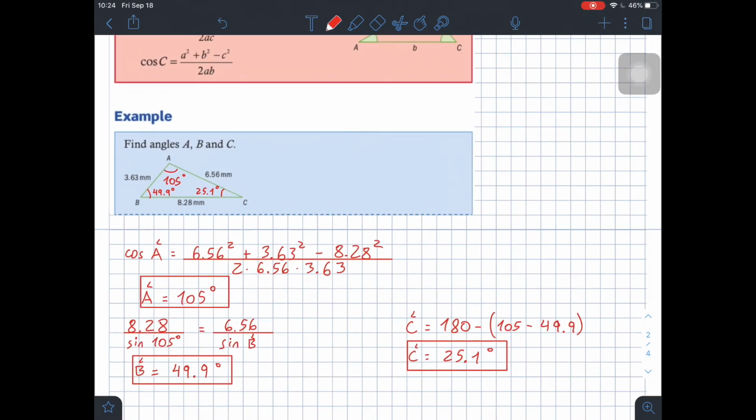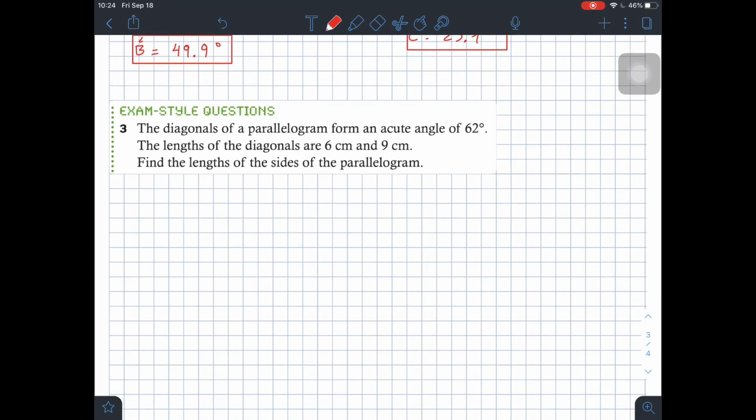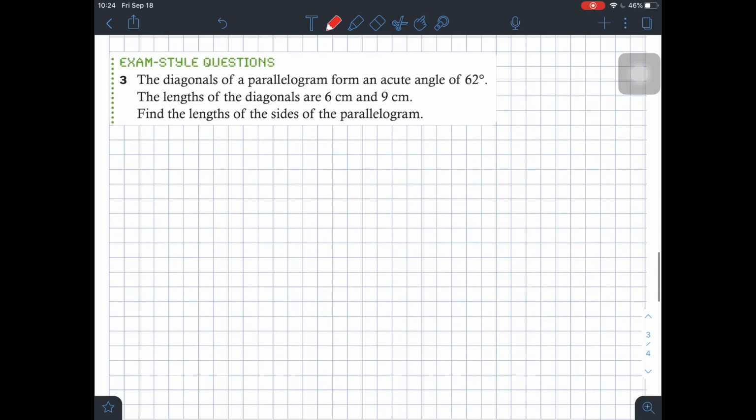Okay, so let's see this last example, which is an exam style question, just to make sure that you really understand this. It says, the diagonals of a parallelogram form an acute angle of 62 degrees. The length of the diagonals are 6 centimeters and 9 centimeters. Find the length of the sides of the parallelogram.